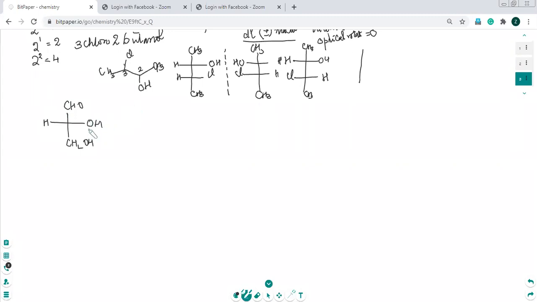If you have a molecule, this particular way of representation is exactly equivalent to the horizontal bonds pointing towards you, and the vertical bonds moving away from you. This is what is meant by Fisher projection.